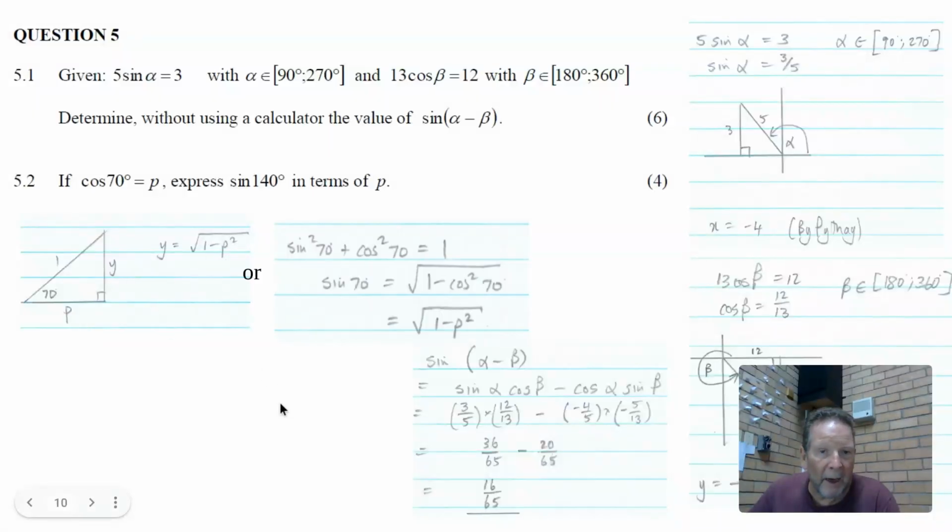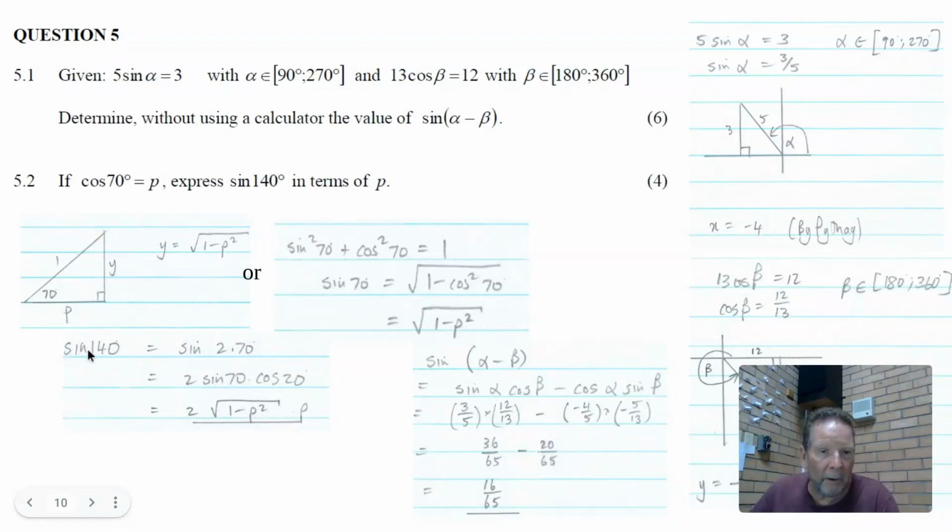But you can get it another way. Some people like to do it this way, where you go sine squared plus cos squared equals 1. But we know what cos squared is. It's just p squared. And we just subtract it from both sides, take the square root. Look, we get exactly the same answer. Now, express the sine of 140 degrees in terms of p.